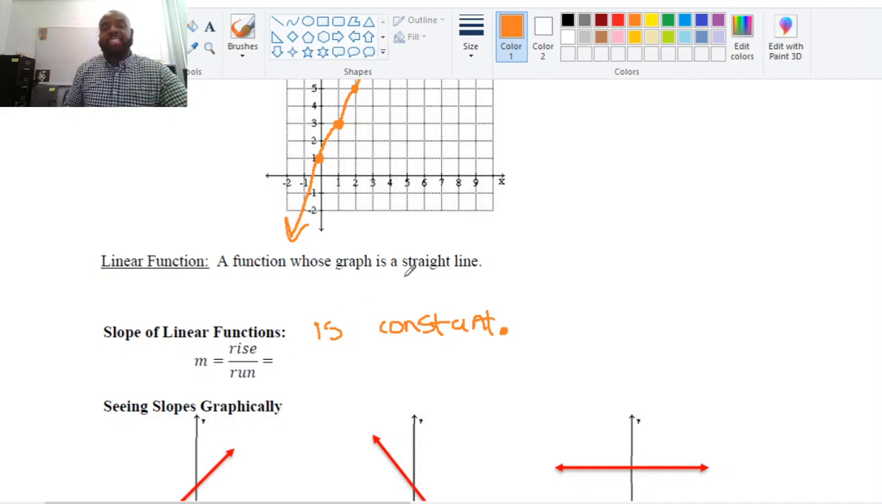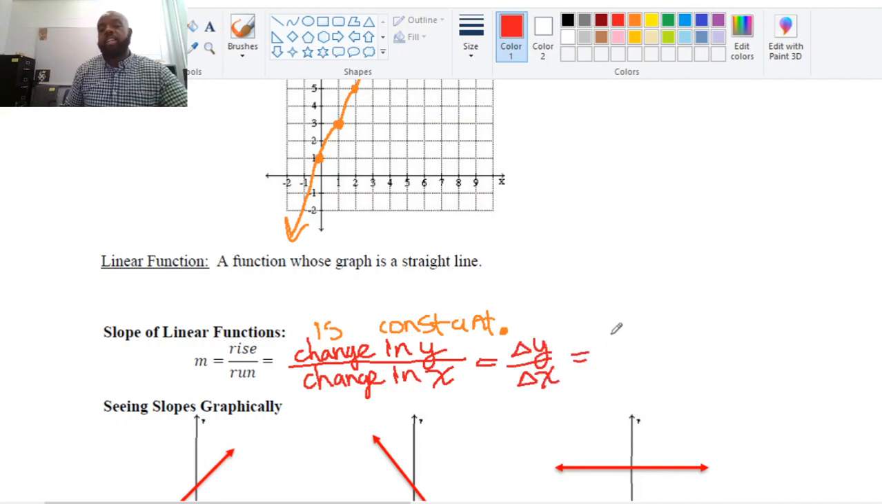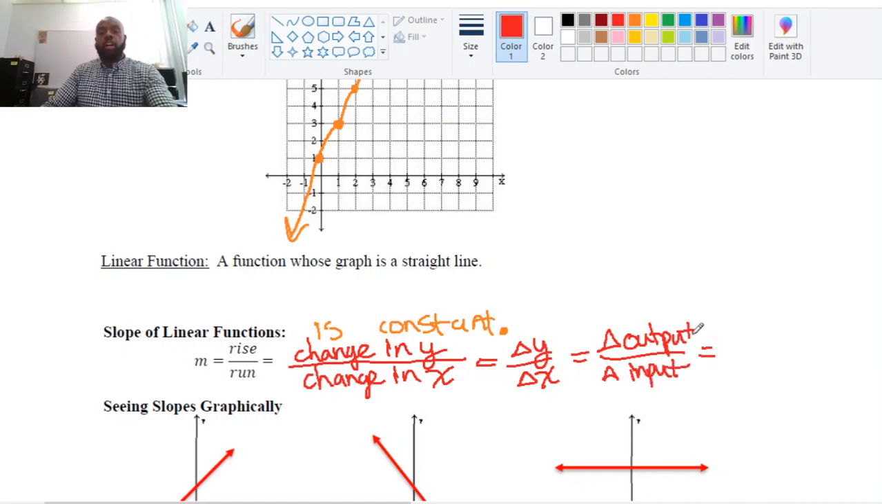And by rise, I mean it's your change in your y coordinates, your vertical change, over your change in your x coordinate, or your input, horizontal, right? Some people write that as change in y over change in x. You can also write it as change in your output over your change in your input if you don't want to attach a variable to it. There's a formula for slope that we want to talk about here.